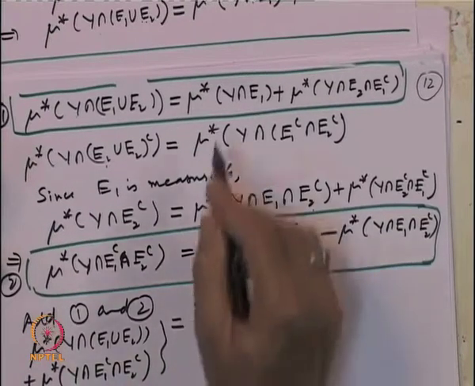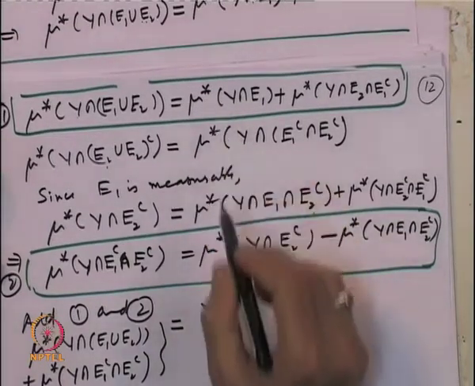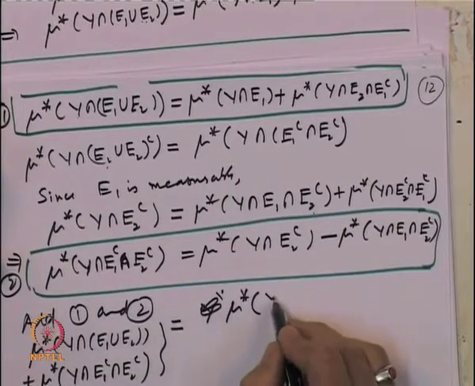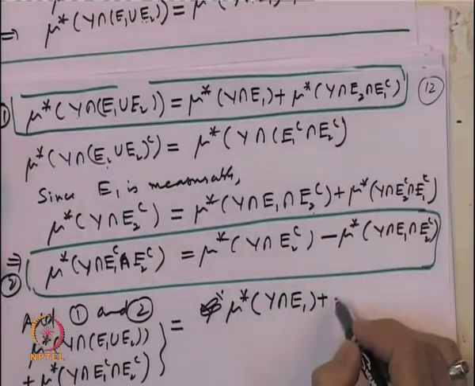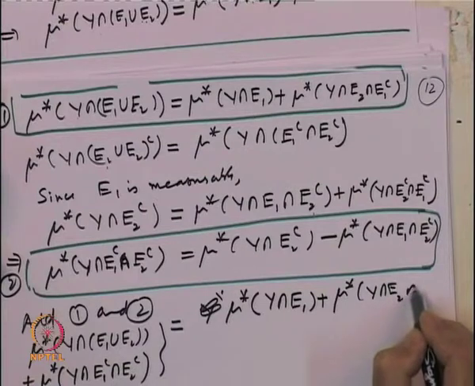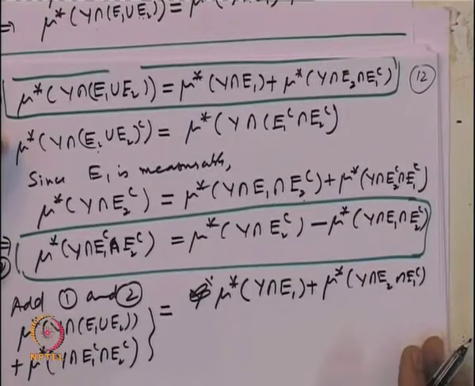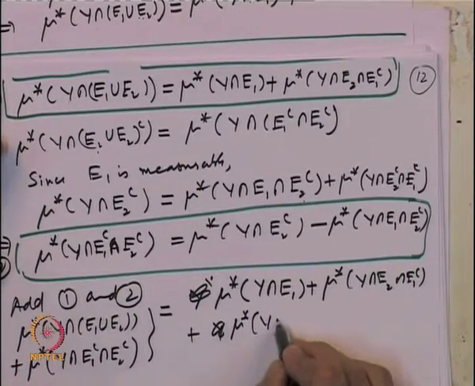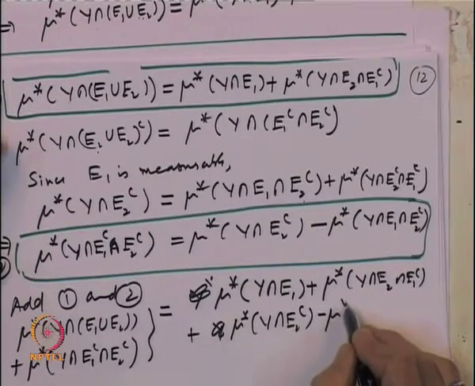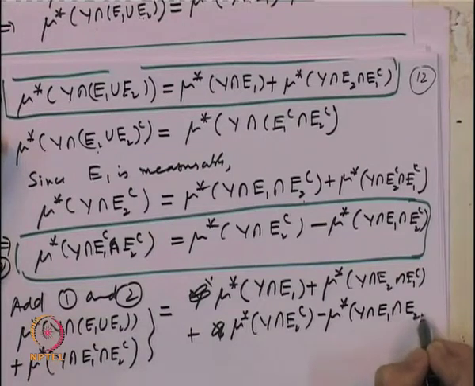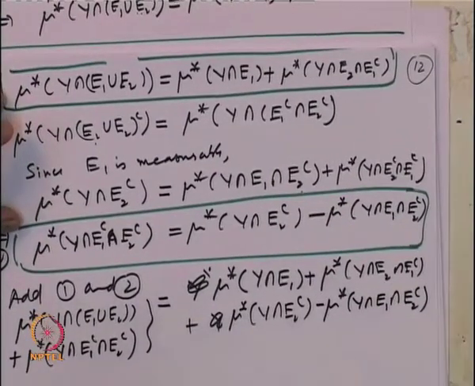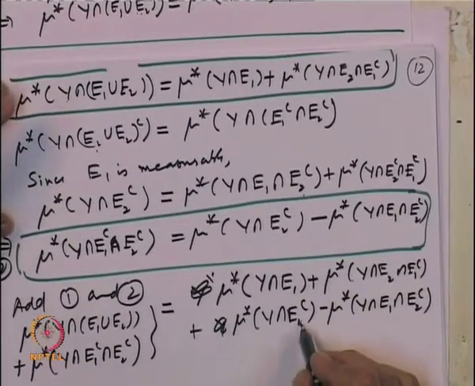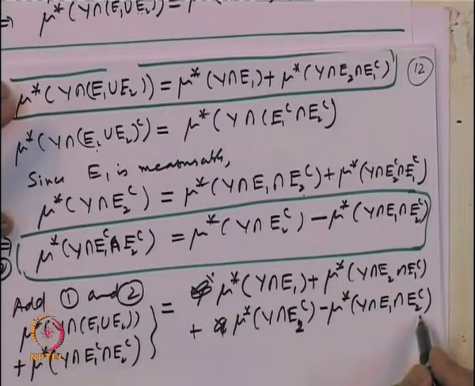So, this is equal to mu star of y intersection E 1 plus mu star of y intersection E 2 intersection E 1 complement plus mu star of y intersection E 2 complement minus mu star of y intersection E 1 intersection E 2 complement. Okay. So, this is what we have gotten, and we want to check that this should come out to be equal to mu star of y. Okay. Now, let us again try to use. So, this is mu star of y intersection E 2 complement here, and that is E 1 intersection E 2 complement.